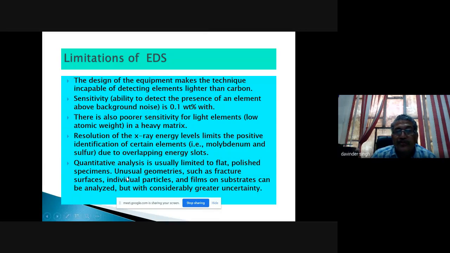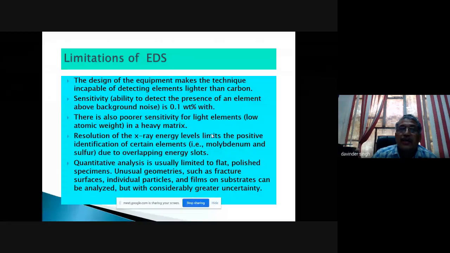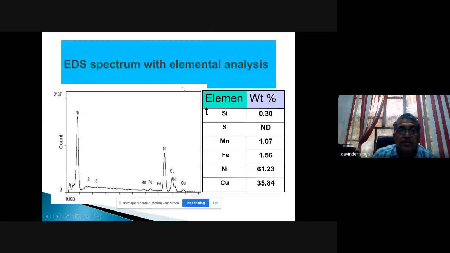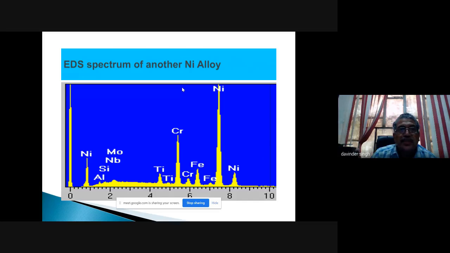Okay, so quantitative analysis is usually limited to flat, polished specimens. Unusual geometries such as fracture surfaces, individual particles, and films on substrates can be analyzed, but with considerably greater uncertainty, so the error would be higher in that case. So this is just some examples of elemental analysis by EDS.